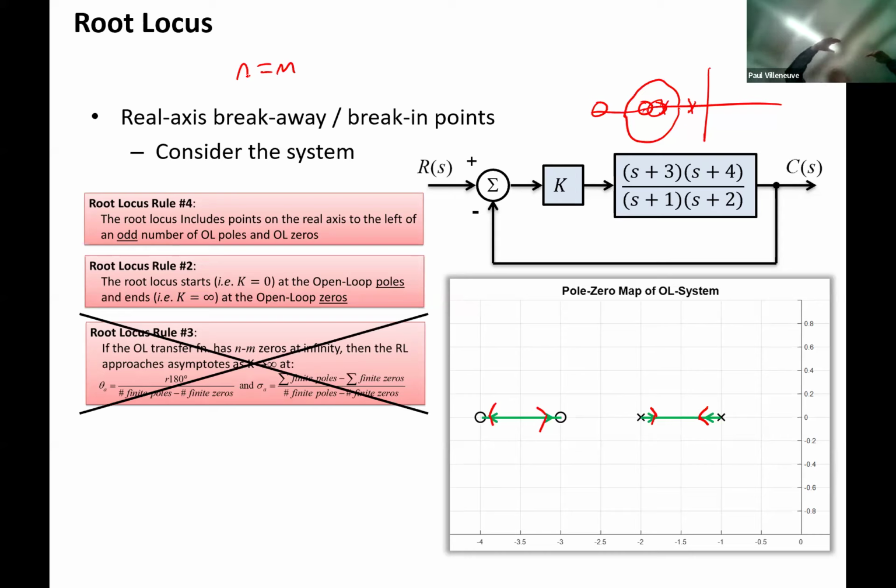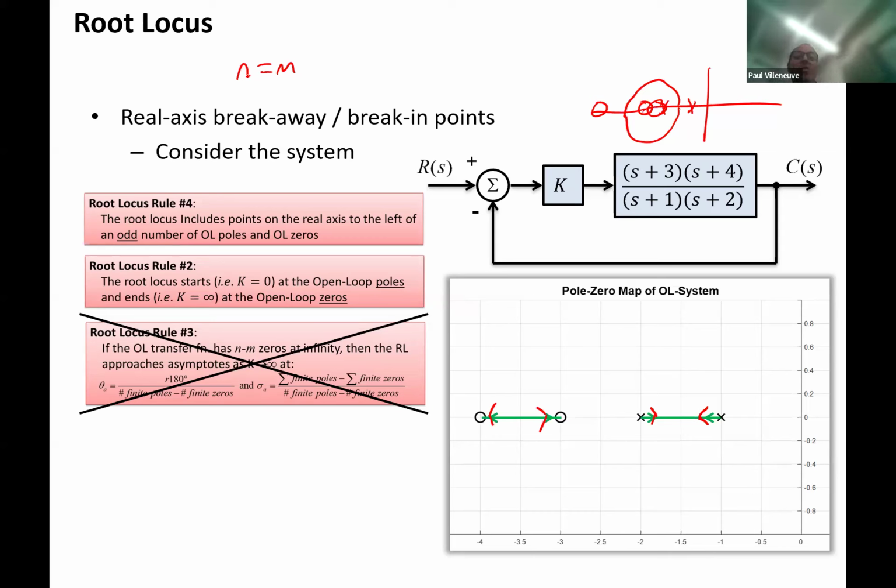And then, so I can start to draw that out. And then you have to start to see, will I move away from the real axis or do I just stay on it? Because if I stay on it, I don't have to do anything, right? I don't have to calculate asymptotes. I don't have to calculate breakaway points. I don't have to do the centroid of those asymptotes.